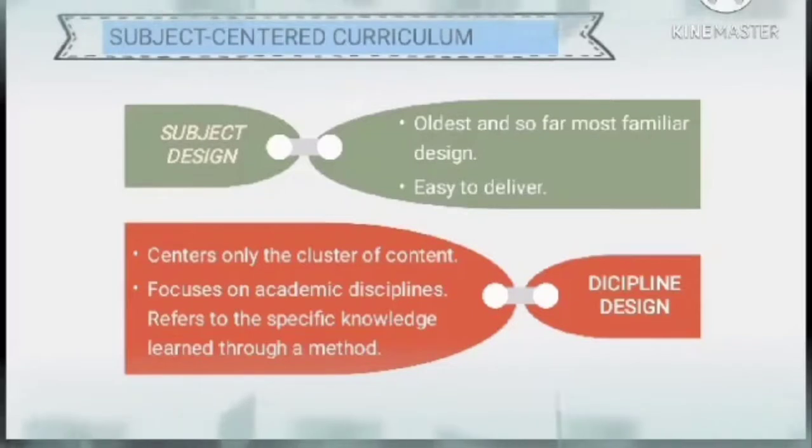Discipline design. This curriculum model is related to the subject design. However, while the subject design centers only on the cluster of the content, discipline design focuses on academic disciplines. Discipline refers to specific knowledge learned through a method which the scholars use to study a specific content of their fields. A student in history should learn the subject matter like a historian; students in biology should also learn how biologists learn. And so the students in mathematics should learn how mathematicians learn. In the same manner, teachers should teach how the scholars in the discipline convey the particular knowledge.